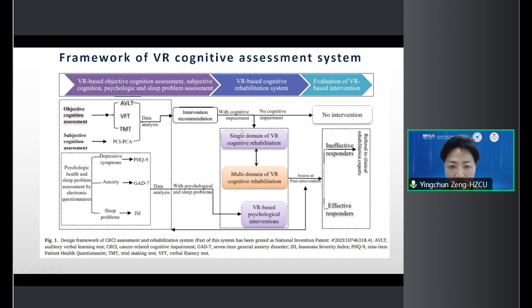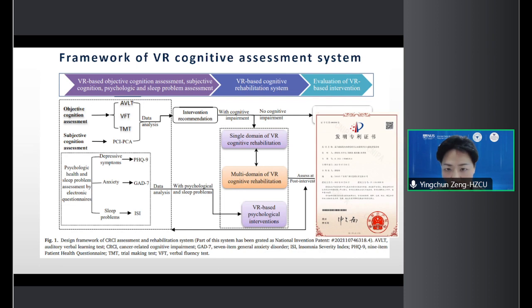This is the rehabilitation part of our system. After 2 weeks of intervention, we do the evaluation. If effective, that's fine. If ineffective, we refer the patient to a clinical rehabilitation expert. And this system got an invention patent.